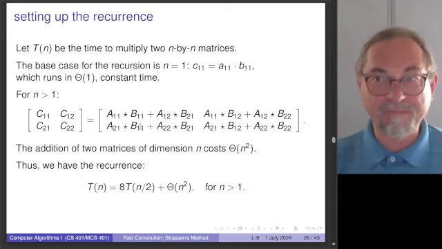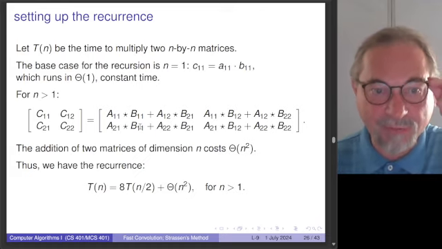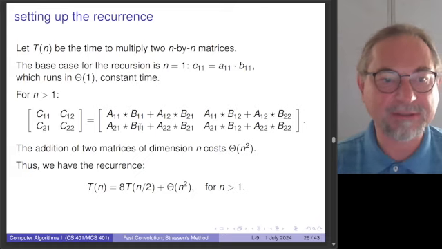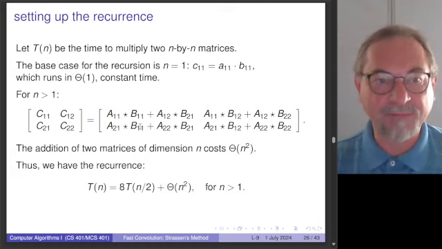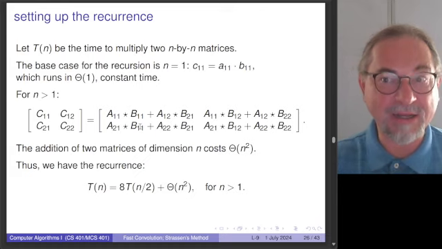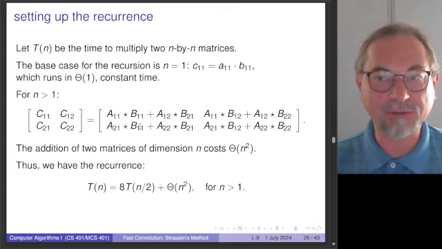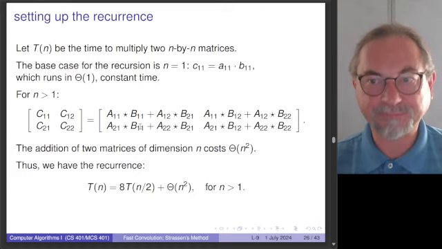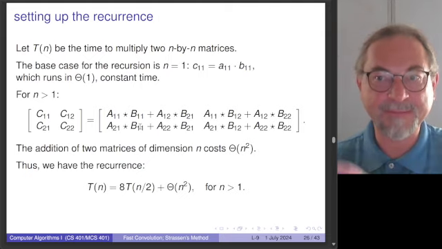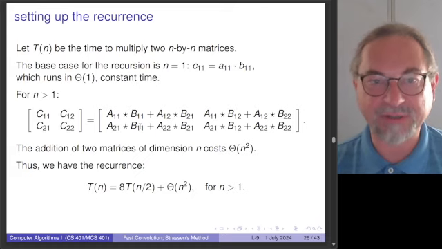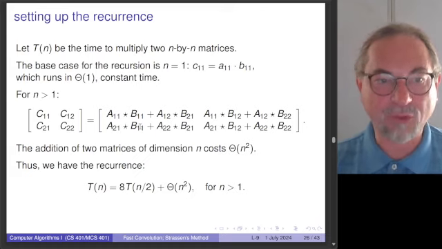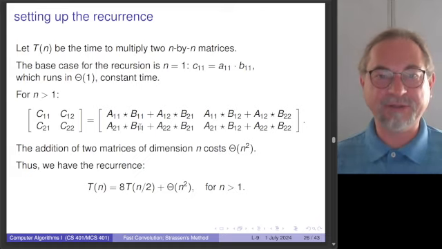Okay, so the bottom line of this slide is that we have derived the recurrence that states that the time to multiply two matrices of size n equals, so we are having tight bounds, 8 multiplications of size n over 2. So therefore the time is 8 times the time it takes to multiply matrices of half the size. And the combination step, the addition of all the matrices, takes time big theta of n squared.